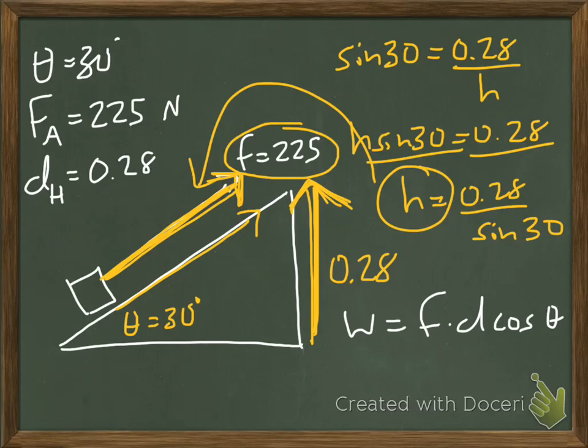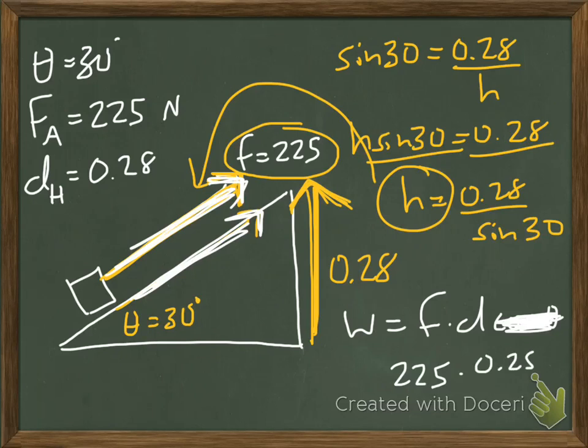So now, because they're both in the same plane, the distance is in the plane of the angle, and the force is in the plane of the angle. We don't need to worry about the cosine because they're already in the same direction. So we just do F times D. We would do 225 times the distance that you just found, the 0.28 divided by sine 30, and that will be your work. Okay.